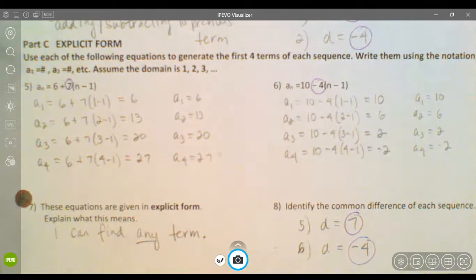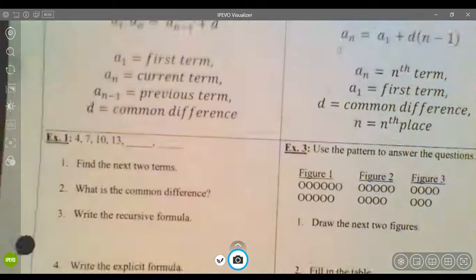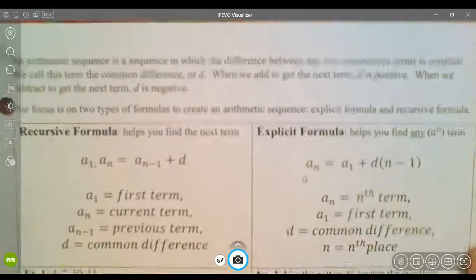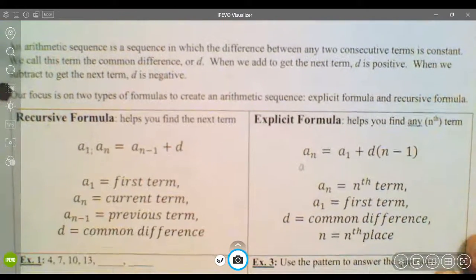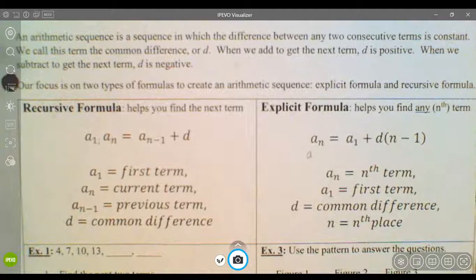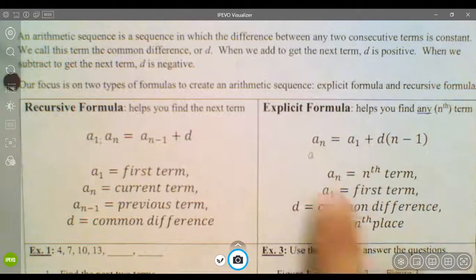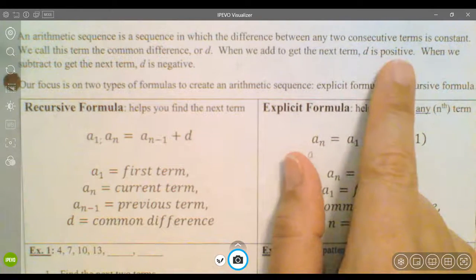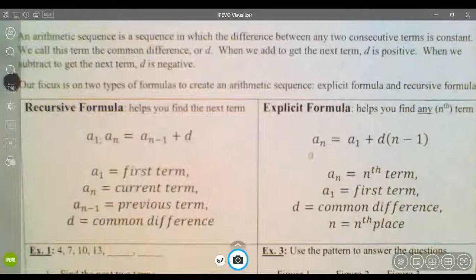So this is normally the activity we do, and we have people figure stuff out. And then we sort of cement everything with our formal notes, because you know me, I've got to have the notes. So what we've been using are arithmetic sequences. An arithmetic sequence is a sequence in which the difference between two consecutive terms, remember consecutive is one after the other, the difference is constant.